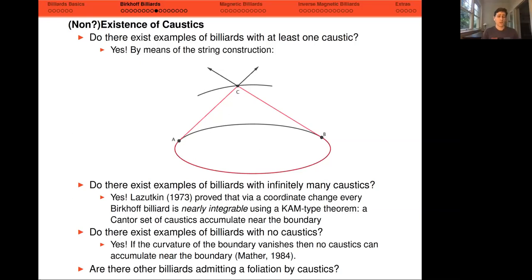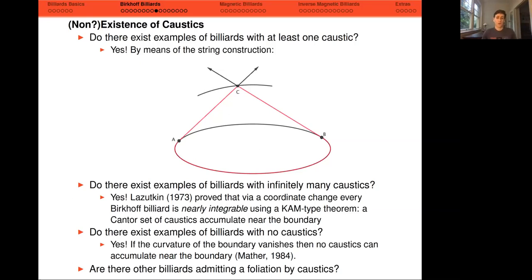We can also ask if there are examples of billiards that have infinitely many caustics. The answer is yes. A proof in the 70s by Lazutkin gave a coordinate change so that every Birkhoff billiard is nearly integrable when you get close to the boundary. This uses a KAM type theorem and required the boundary to be sufficiently differentiable. The very first proof by Lazutkin required the boundary to be 553 times differentiable, but there have certainly been improvements down to, I believe, 6. If the boundary is at least C6, then we can apply these KAM type theorems so that a Cantor set of caustics accumulate near the boundary.